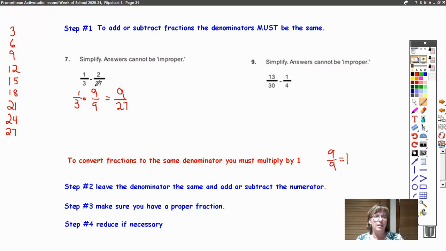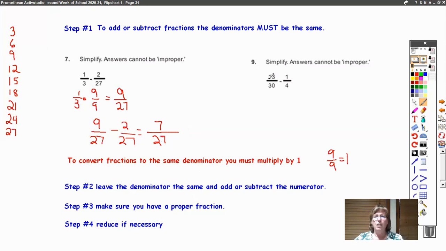Now that I have my equal number, now I can do the math. And so then it just becomes 9/27, because now that we have the denominators the same, we just do the math. And again, we follow the same rule. We leave the denominator the same, which is now 27, and then we subtract. 9 minus 2 is 7. And then the last one, make sure you have a proper fraction. A proper fraction has a numerator smaller than a denominator, and we do. And then reduce if necessary, and 7 and 27 have nothing in common. So that is your final answer.